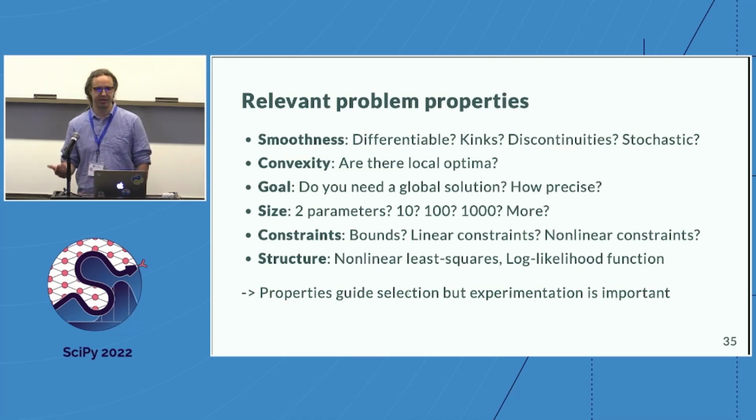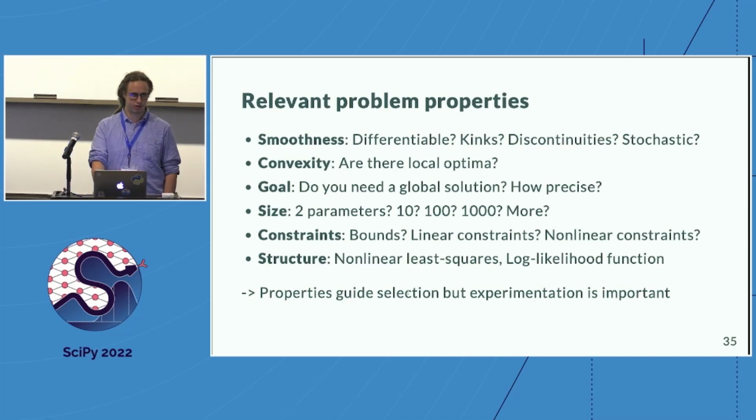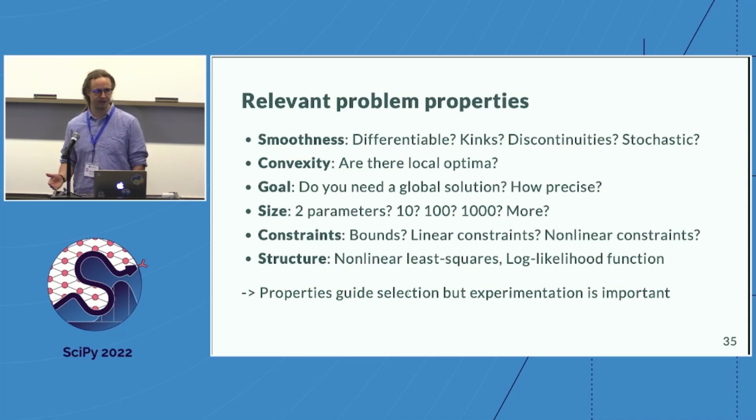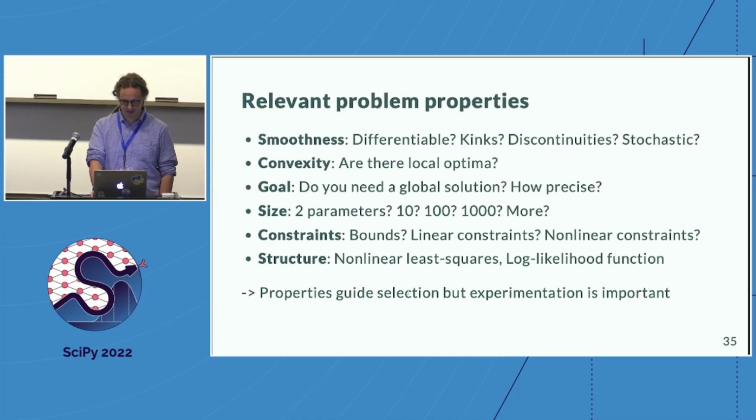And as I already said, both properties guide the selection, but then typically you come up with 2, 3, 4 candidates. And the best thing is to actually just try out which one works best. You don't have to do a full optimization for that. You can set very strict stopping criteria, look at a convergence plot and see which one goes fastest.